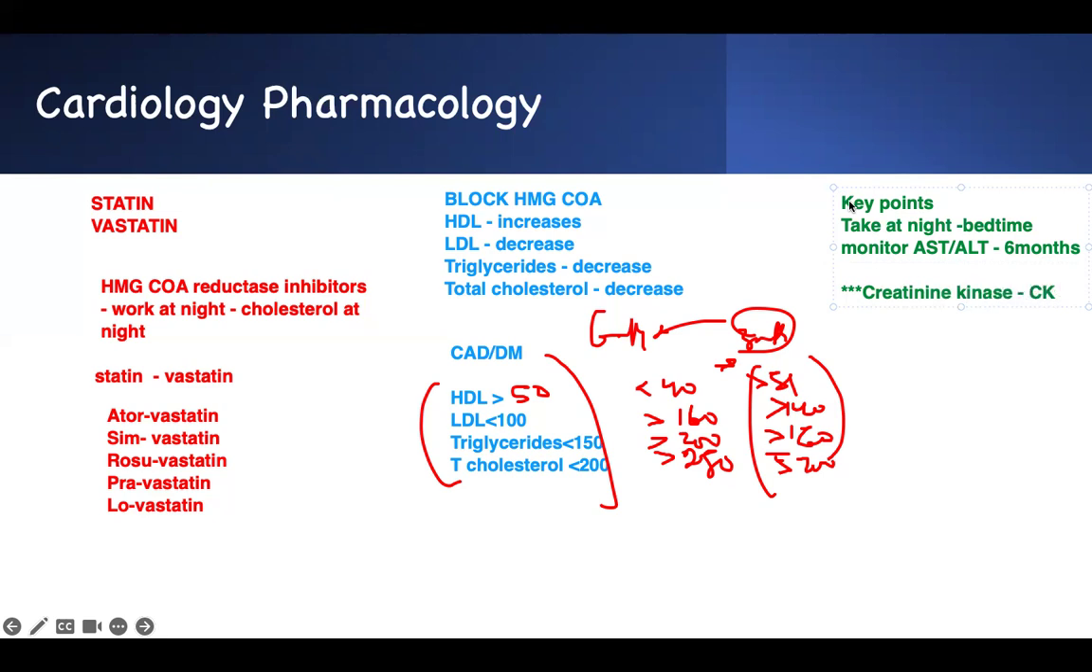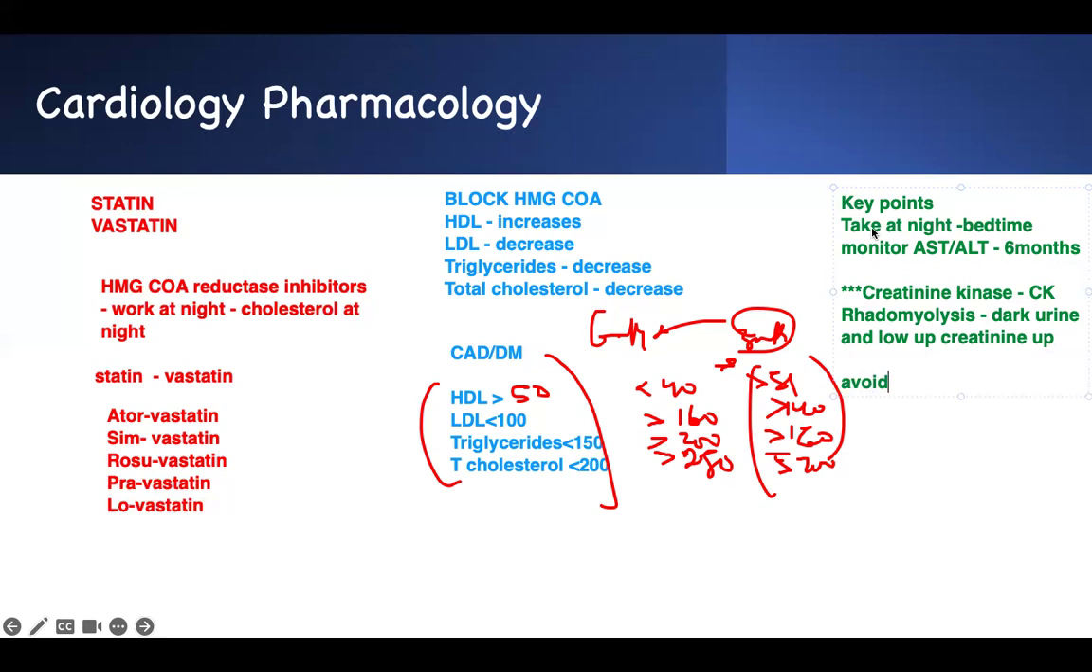If it's very high, you worry about rhabdomyolysis, right? Rhabdo. This is a problem. Rhabdomyolysis. You will see dark urine and low urine output and the creatinine going up. That's a sign of rhabdomyolysis. So that's what you want to do.